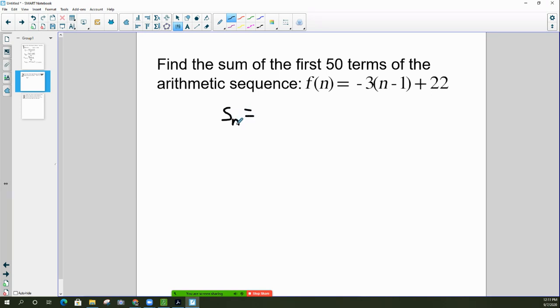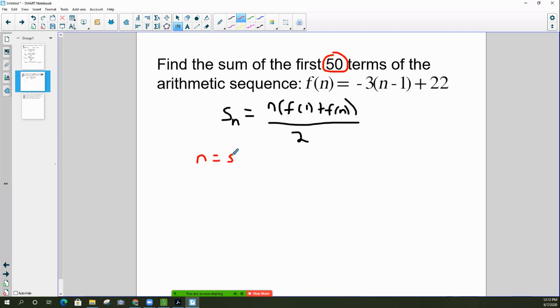Okay, so the sum of n terms is going to be n, the number of terms, times f of 1, the first term, plus f of n, the last term, all divided by 2. All right, so in this problem, we have to identify f of 1 and f of n. N was given to us. N is definitely given to us right here, 50 terms. So in this problem, n is 50.